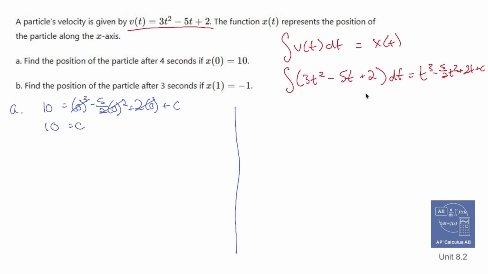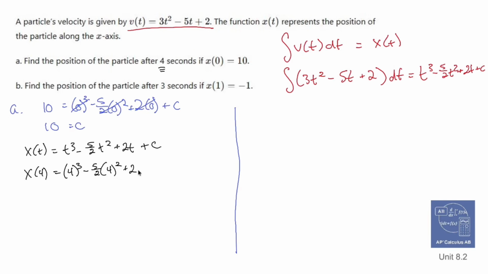Now that I know that, I can rewrite this and say my position function, x of t, is going to be t cubed minus 5 halves t squared plus 2t plus c. Now I care about what happens at 4 seconds. So x of 4 is going to be 4 cubed minus 5 halves 4 squared plus 2 times 4 plus 10. I don't know why I put plus c there. It's plus 10. I just found out that it was 10.